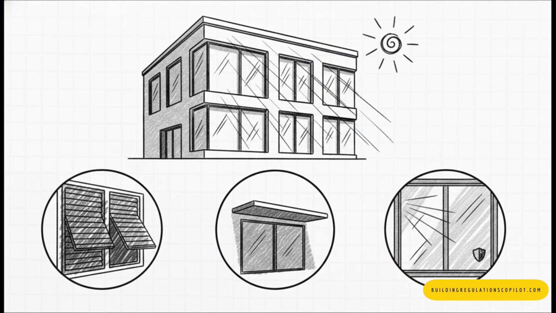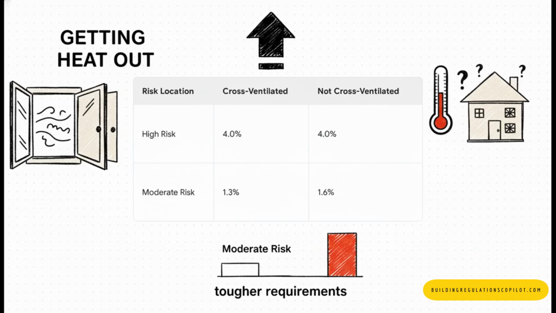And for those high-risk spots, just having smaller windows isn't enough. Not even close. ADO says shading is absolutely mandatory. This means you have to design in things like external shutters, proper overhangs, or special high-performance glass with what's called a low G value to block even more of the sun's heat.